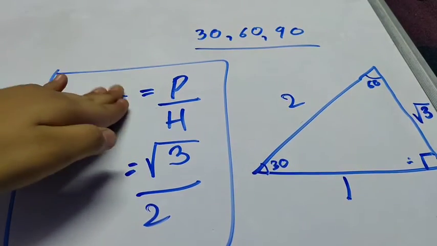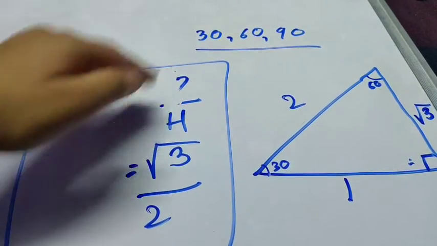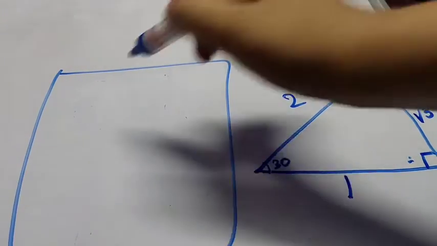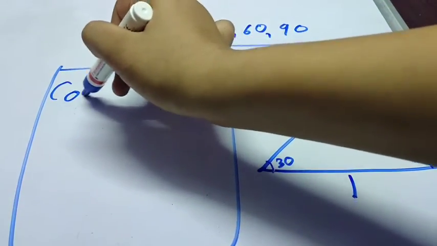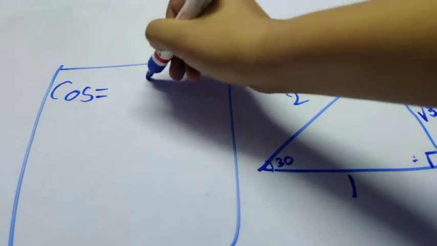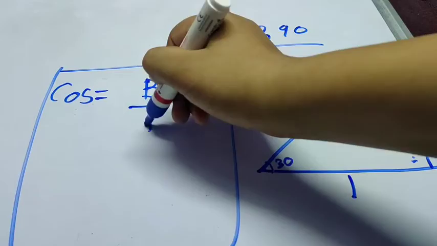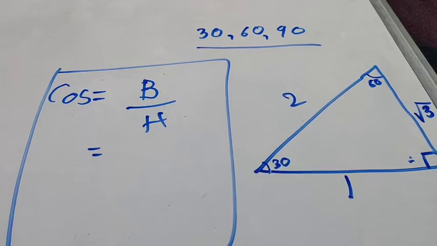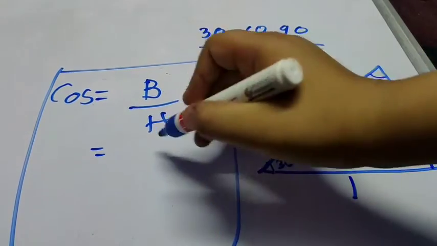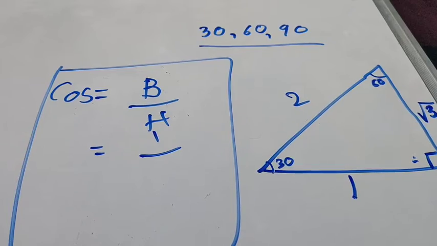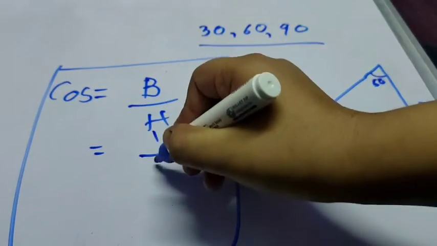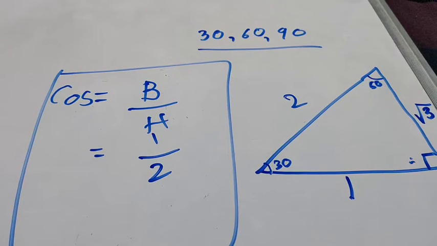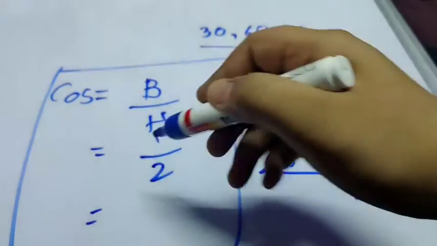Similarly, we will find out the value of cos theta. The cos theta is base upon hypotenuse. So what is the base here? The base is 1, we write it down as 1. What's the hypotenuse? Obviously it's 2. So the value of cos theta in a 30, 60, 90 triangle is 1 by 2. So we have written it here.